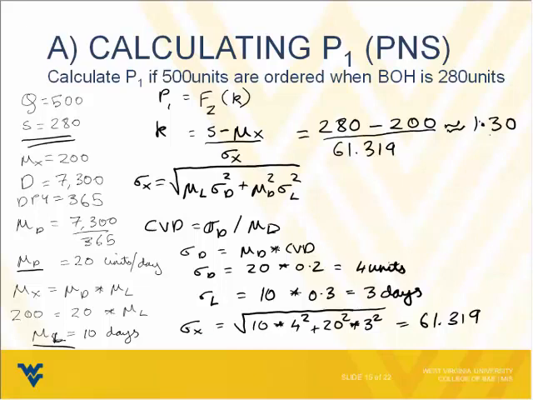Because the customer service requirement is called PNS, probability of not stocking out. So this is your PNS. From table 2, you will see that it is 90.3%.